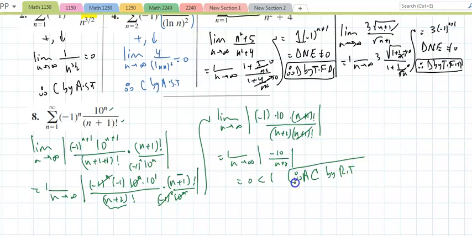So if I quote the ratio test, I must say diverges or absolutely convergent.